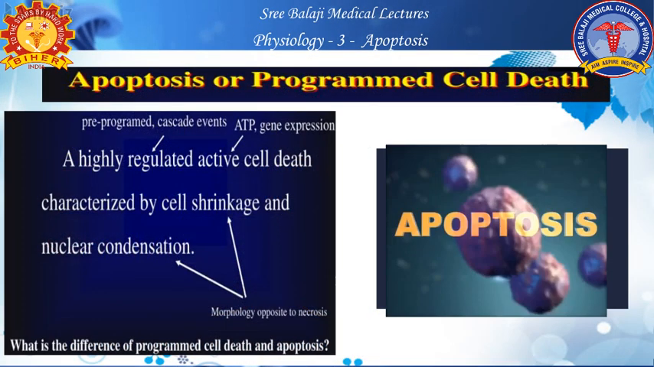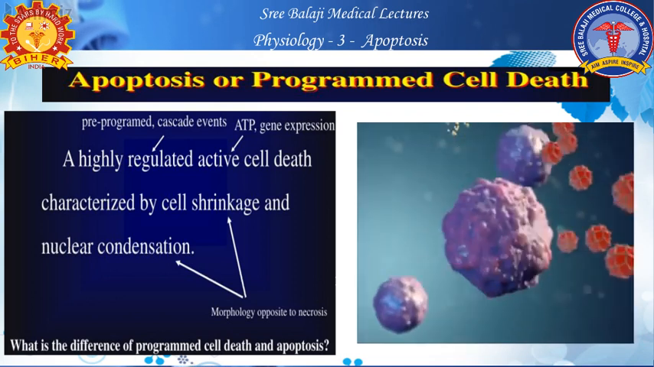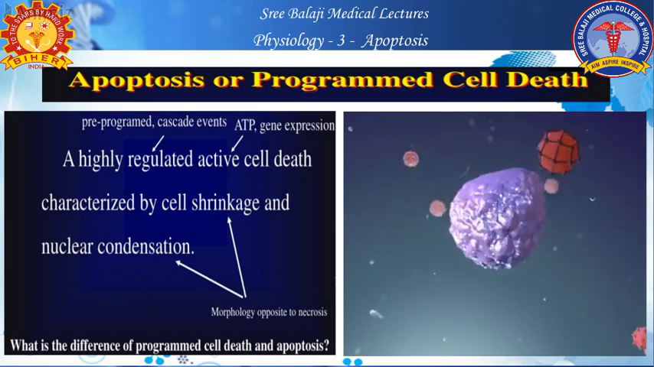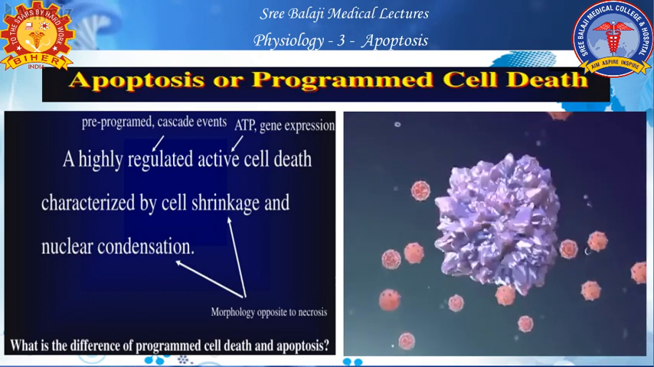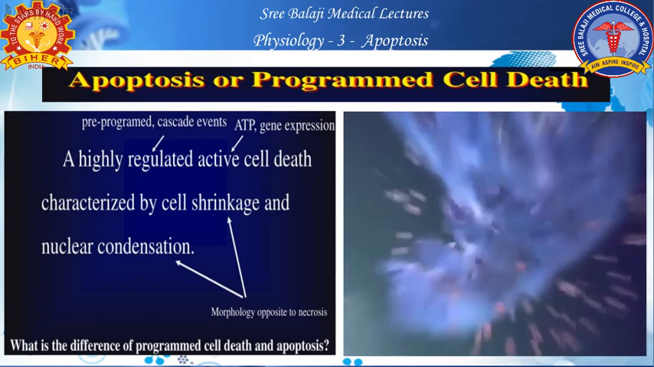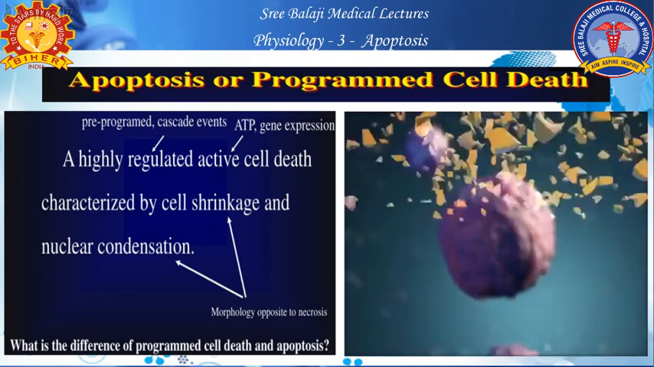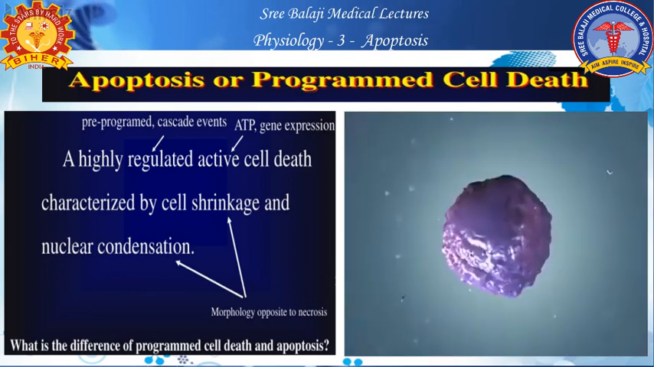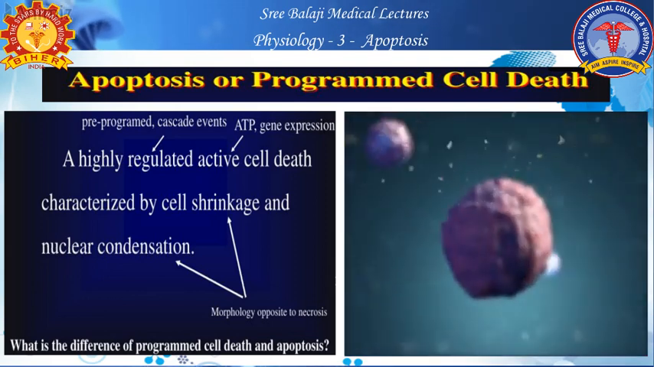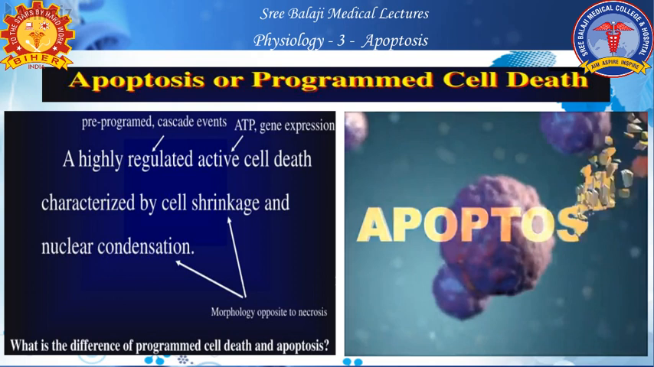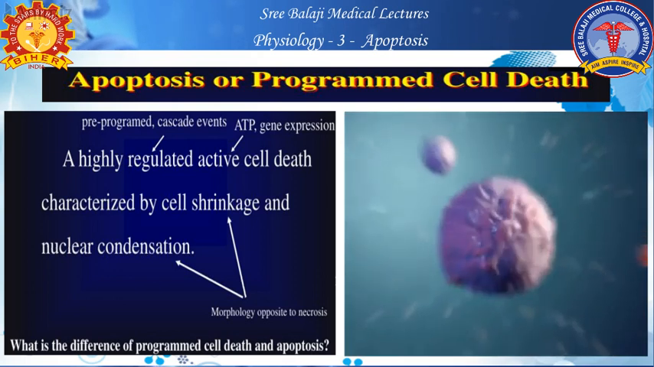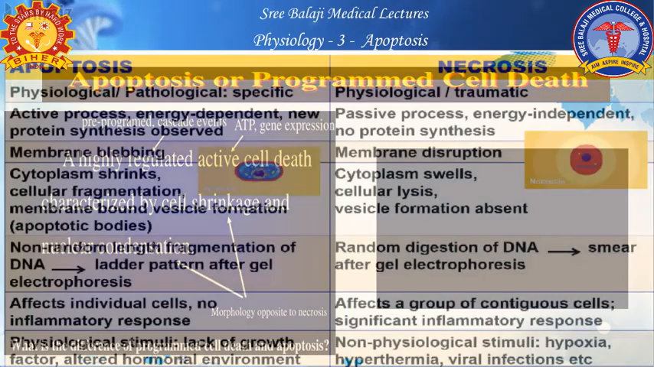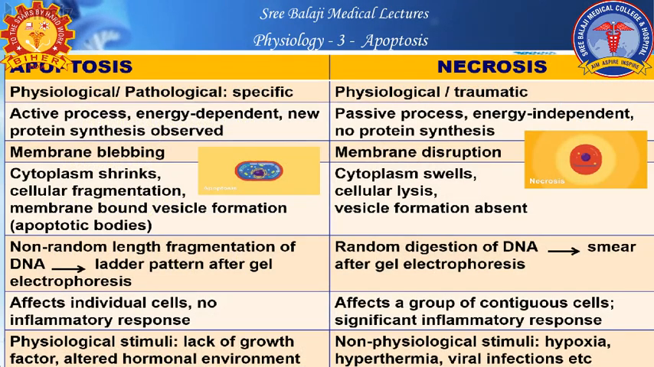Apoptosis, or programmed cell death, is defined as a highly regulated active cell death characterized by cell shrinkage and nuclear condensation. It is pre-programmed and there are a number of cascade events taking place which lead to morphological changes, and it is just the opposite of necrosis. Let's see the differences between apoptosis and necrosis.